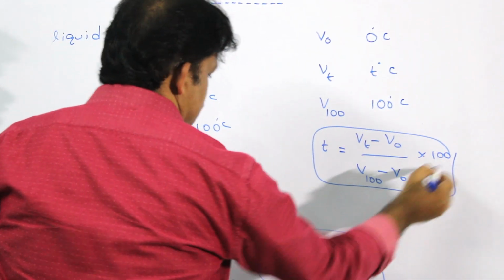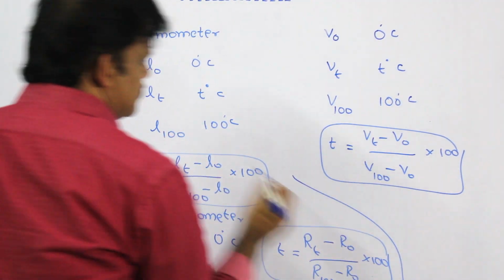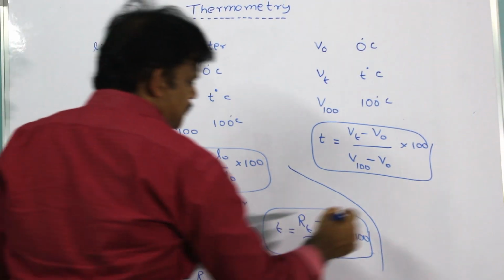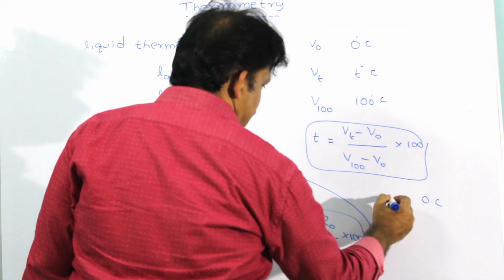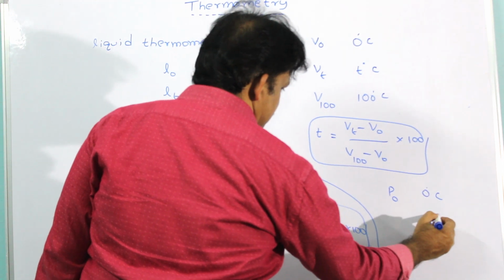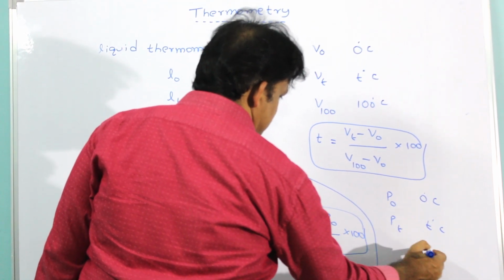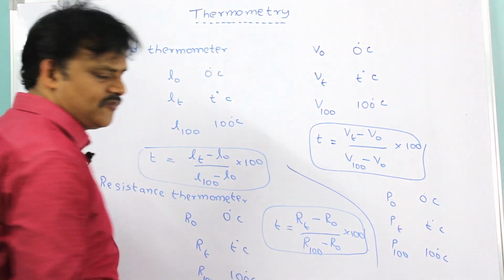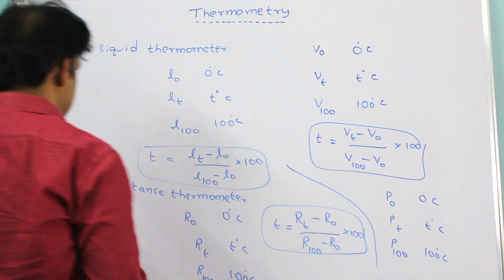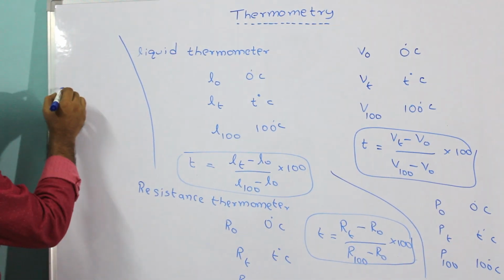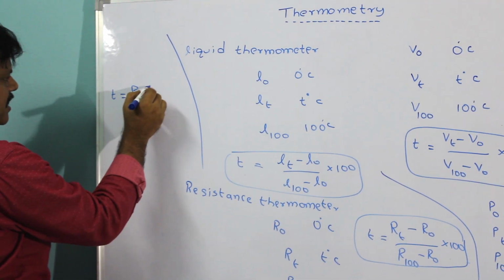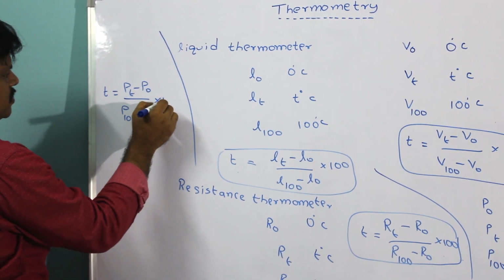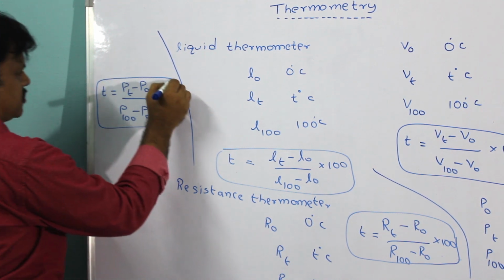Same expression. Similarly, for a constant volume gas thermometer, the pressure of a gas changes with temperature. Let at 0 degree Celsius the pressure of the gas be P naught, at T degree Celsius the pressure be Pt, and at 100 degree Celsius the pressure be P100. I think you can write the formula. T is equal to (Pt minus P naught) by (P100 minus P naught) into 100. So, this is the expression for temperature.